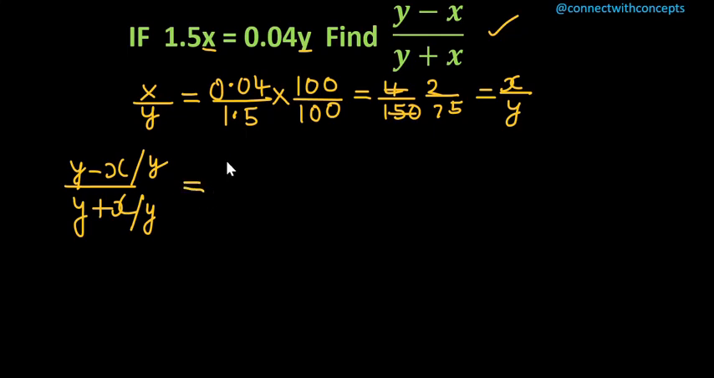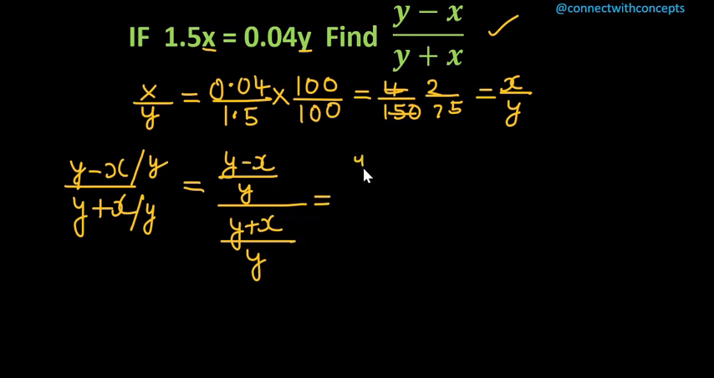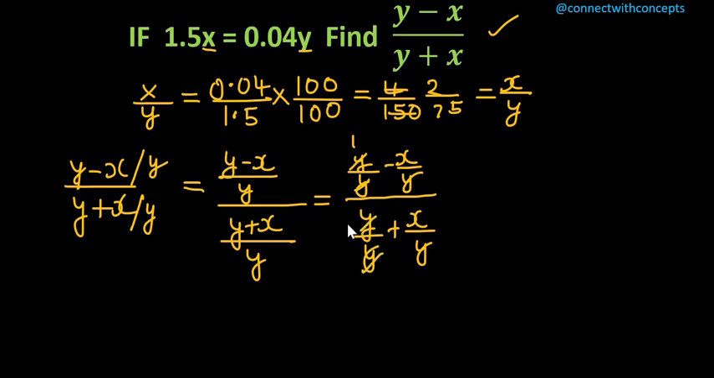I am dividing y minus x by y and also the denominator y plus x by y. Now this y is the denominator of this also and this also. Similarly, this y is the denominator of this also and this also. That's why we call it a common denominator. So I am going to get y over y minus x over y. Now this y will cancel because they are the same, so we will get 1. Here also we will get y over y plus x over y. Now this y will cancel and I will get 1.